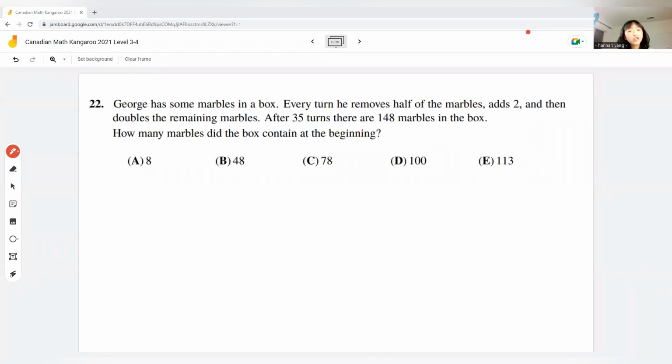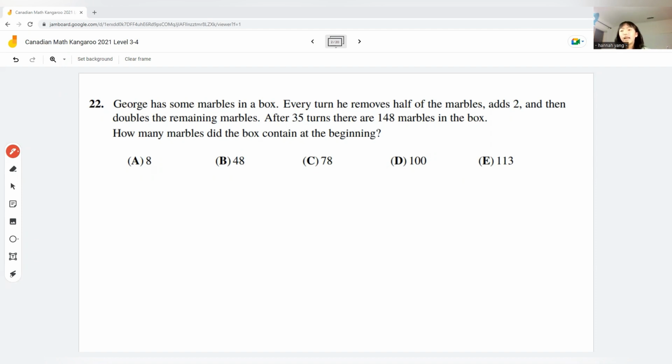Problem 22. George has some marbles in a box. Every turn he removes half of the marbles, adds 2, and then doubles the remaining marbles. After 35 turns, there are 148 marbles in the box. How many marbles did the box contain in the beginning?